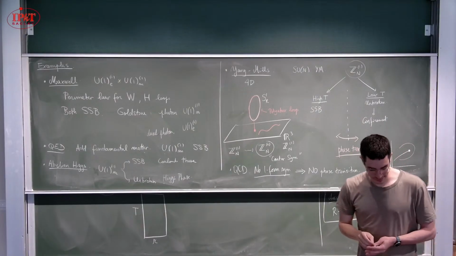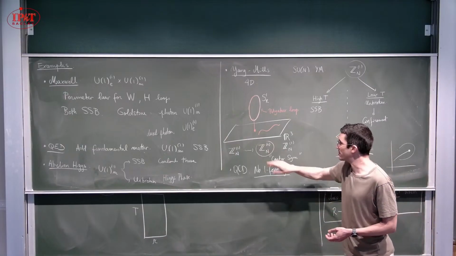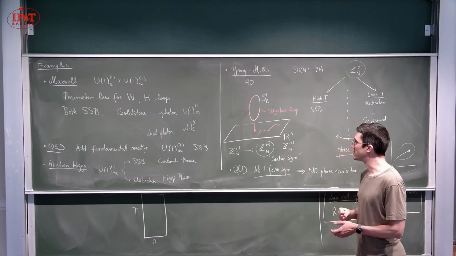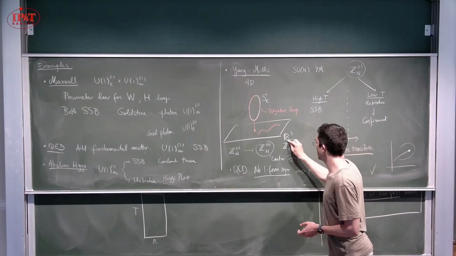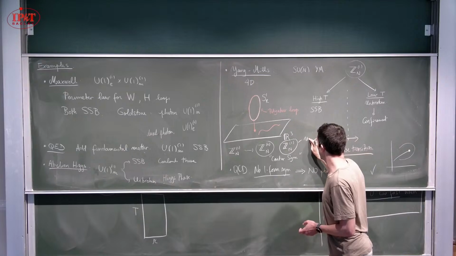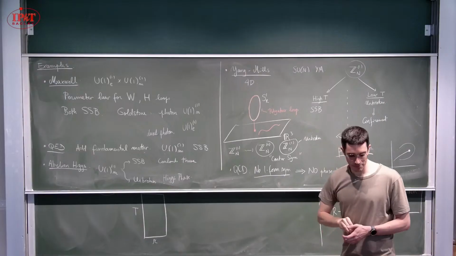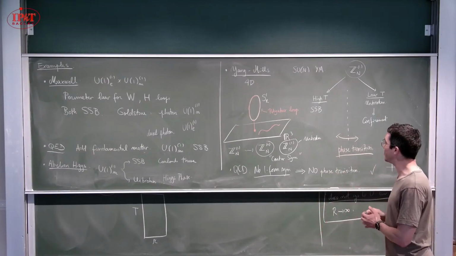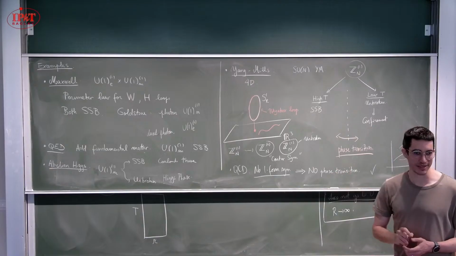So yeah, that's the one that controls the confinement or unconfinement transition. This one is always important. Okay, are there any questions about this? Because then I will move to anomalies.